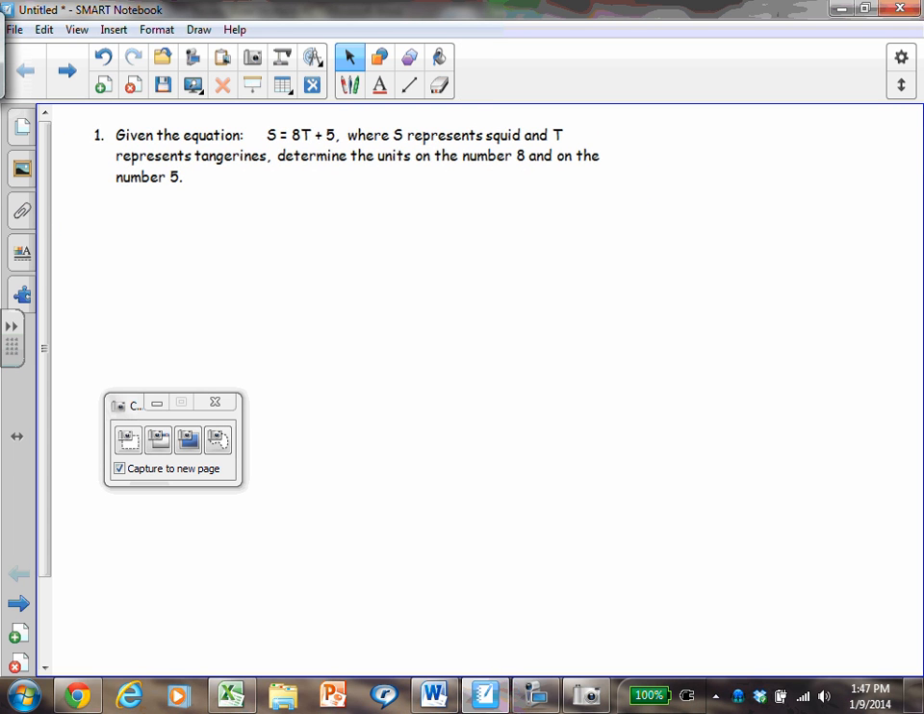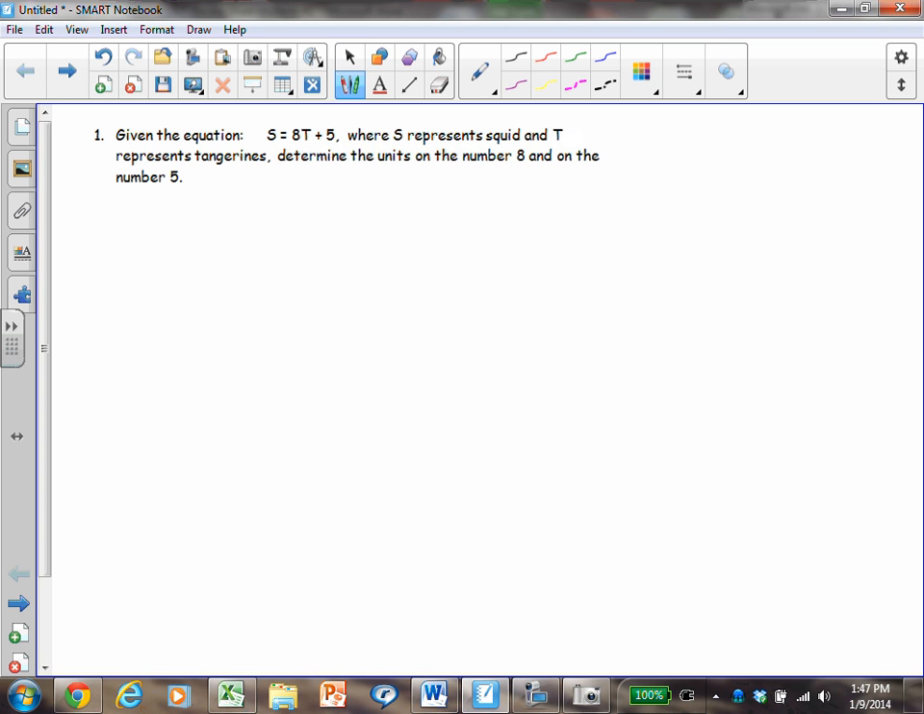All right, so given the equation S equals 8t plus 5, where S represents squid and T tangerines, determine the units on 8 and on the number 5. Now, on this side of the equation, you have to have squid as your units. So everything that you solve for over here must also give you squid. Okay? So how do we get squid from this?